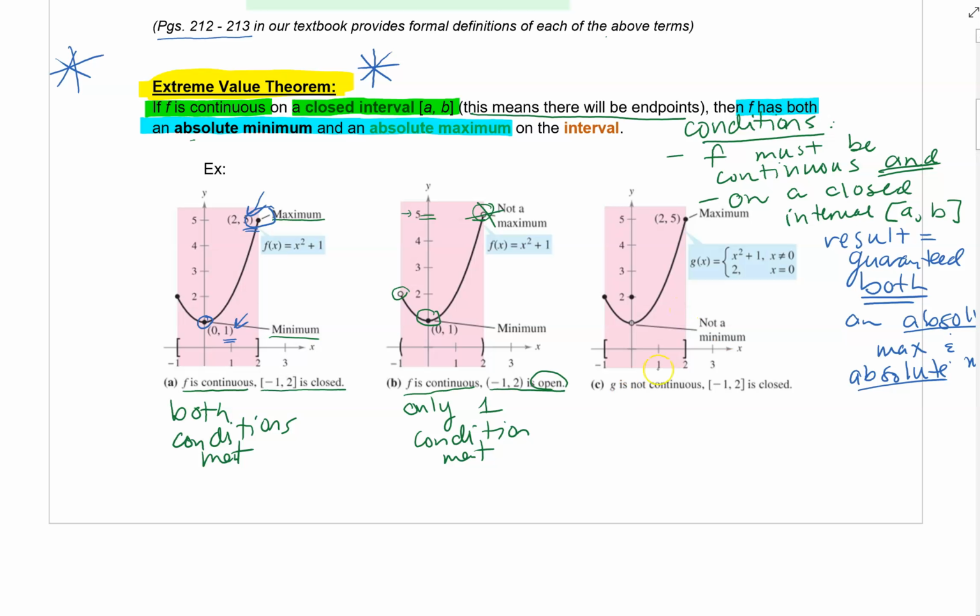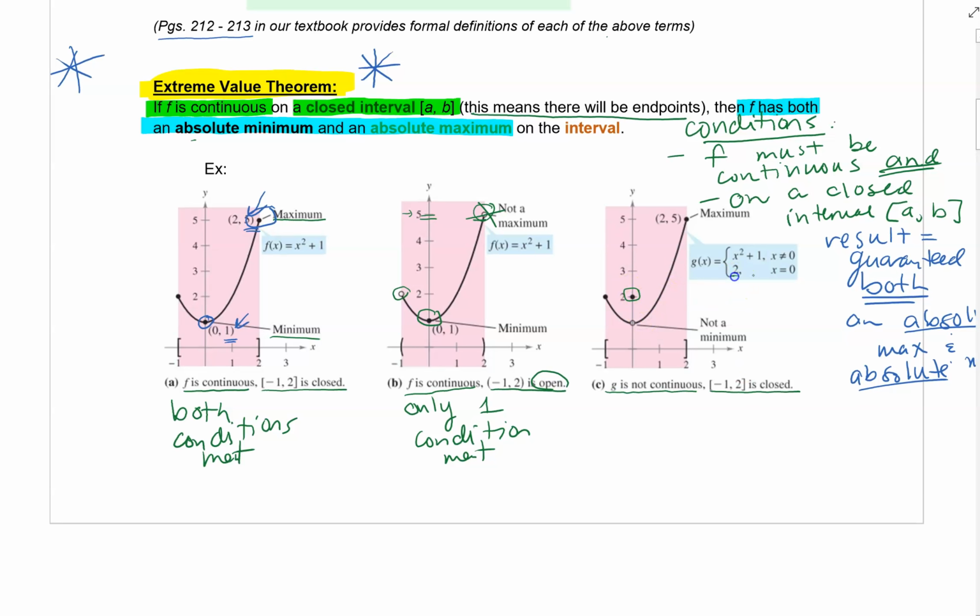Okay, and then over here in the last one, again, I have G is not continuous, so it's not meeting the first condition, but the interval is closed. So G is not continuous because right here there's a hole and the function has a different y value than the limit, right? The limit at 0 is not equal to G of 0. You can see that kind of right here. They changed the value there.